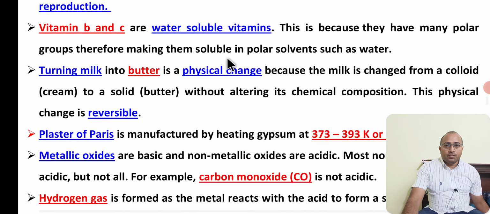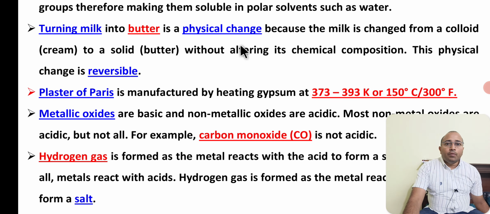Vitamins B and C are all water soluble vitamins. If you know about ADEK, they are fat soluble. Now we have many polar groups, therefore making them soluble in polar solvents such as water.